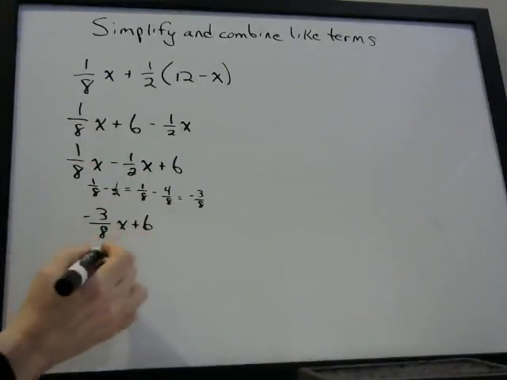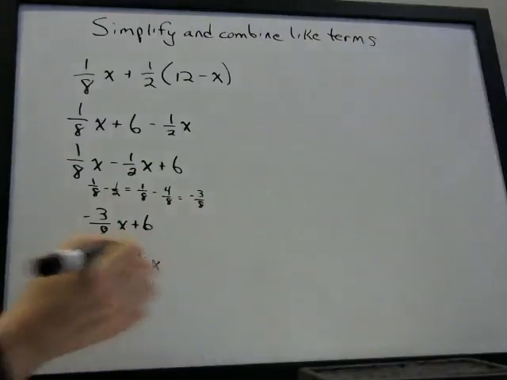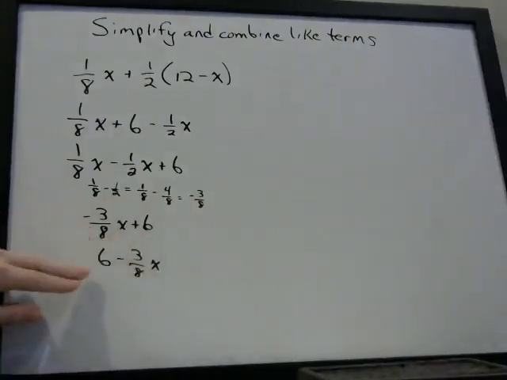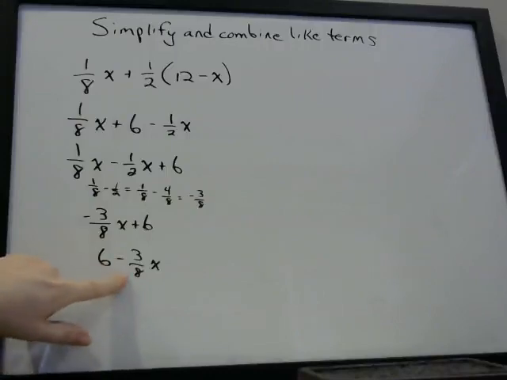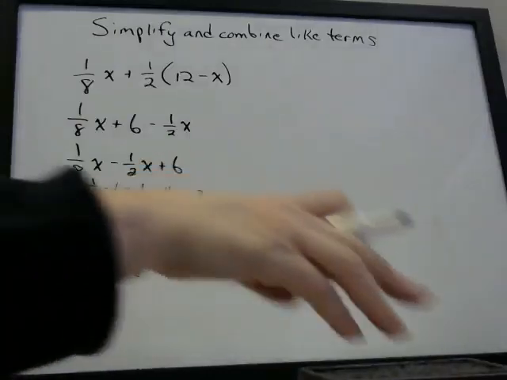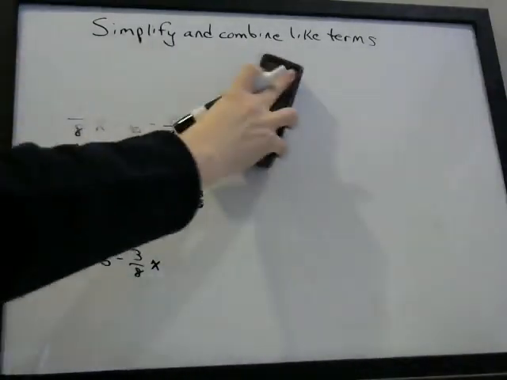And again, sometimes they might write it like this. Instead of negative 3/8 x plus 6, because of the commutative property, we can flip those to say 6 minus 3/8 x. We're going to do two more problems that are a little bit more complicated.